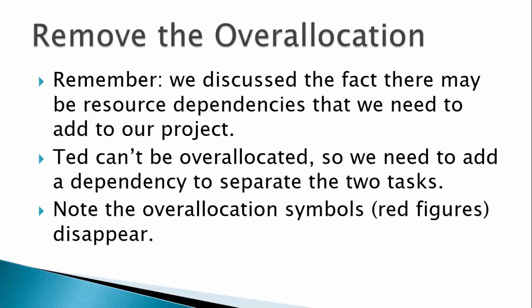You may recall that when we talked about dependencies, we discussed the fact that there may be resource dependencies we need to add to our project because we do not have immediate availability of resources. We may also need to add a resource dependency when a resource is overallocated and we do not immediately have a better resource to assign. This means we may need to add a finish to start dependency between planning the author's travel and setting up channel sales. When you add the dependency, the red figures disappear as the overallocation is resolved.